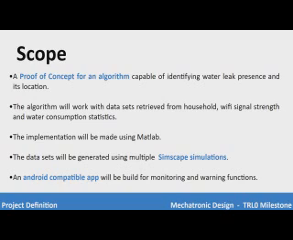Also, this algorithm will work with data sets and also with statistics and information from around the world and also from Mexico. The implementation will be made using MATLAB, and it is known that the algorithm needs data sets for it to work. So we will be generating this data using case simulations of a pipe system in a house. And finally, we will have an interface for this information and algorithm using an Android compatible app.